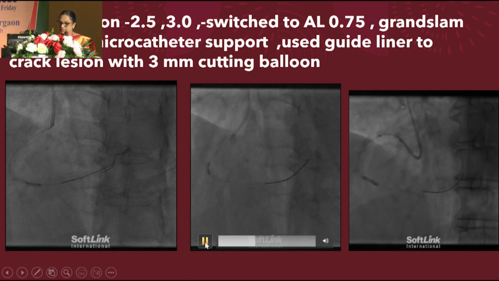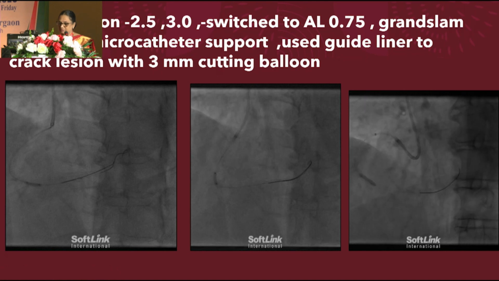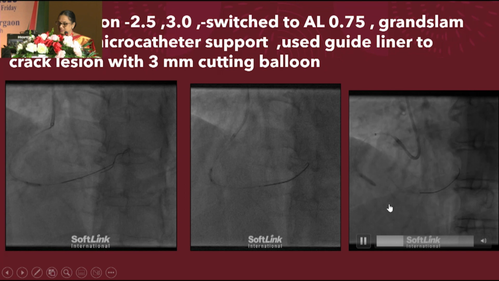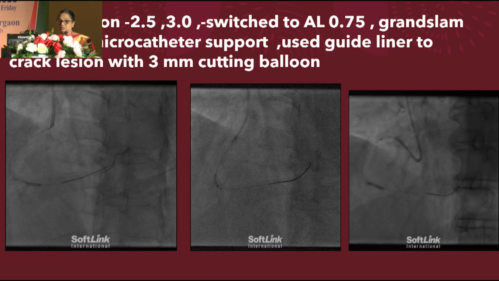So here I had to switch to an AL 0.75 for better support and use a guide extension catheter as well, and delivered a cutting balloon for the proximal chunk of calcium. But you can see that there was dog boning even with the cutting balloon, and I could not deliver the stent even with a cutting balloon.